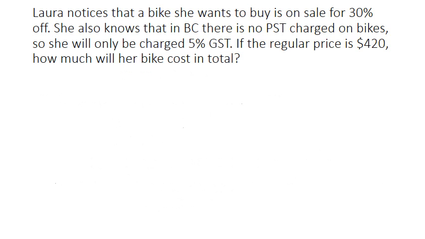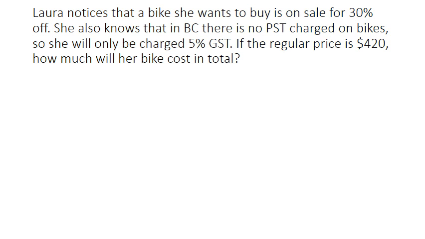Or there's a third method we could do where we combine the percents and the percent of a percent. So a 30% discount means that the sale price will be 70% of the regular price. Adding a 5% tax means that the total cost will be 105% of the sale price. So the total cost will be 105% of 70% of the regular price of the bike. Let me write some of this out.